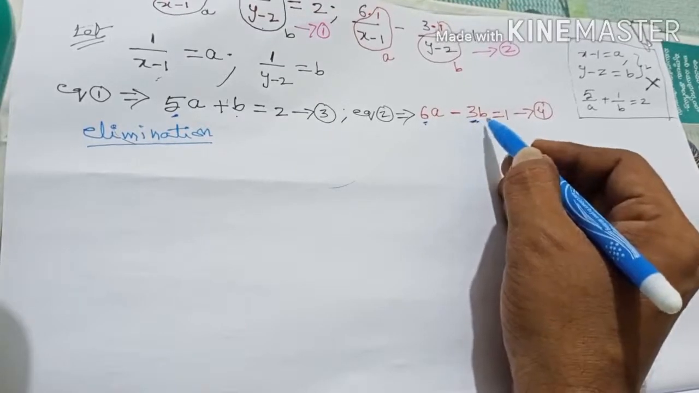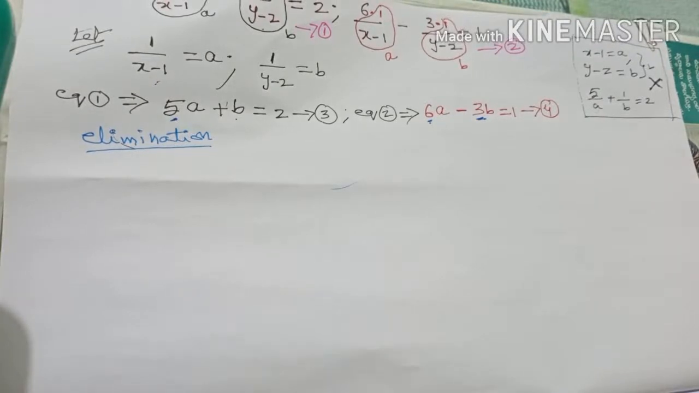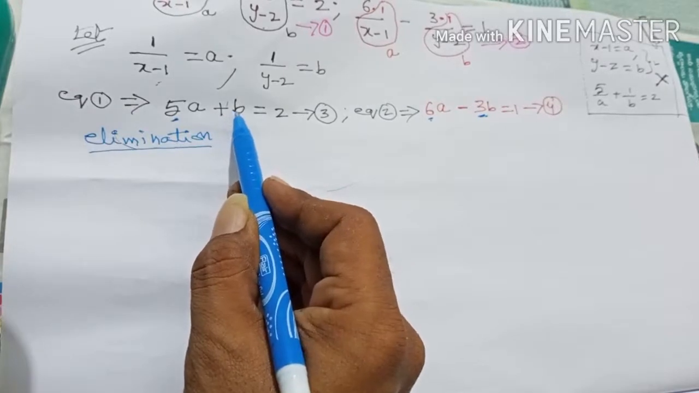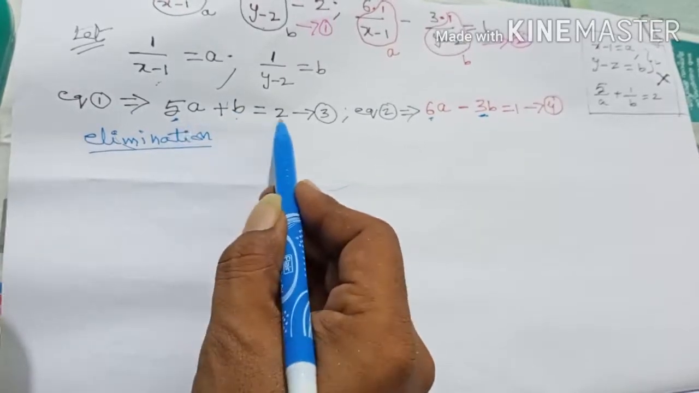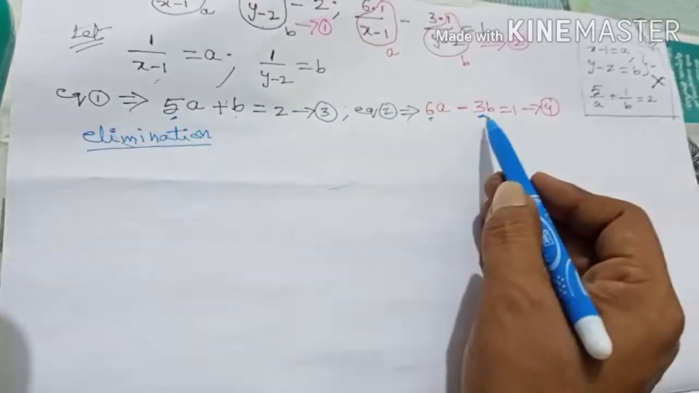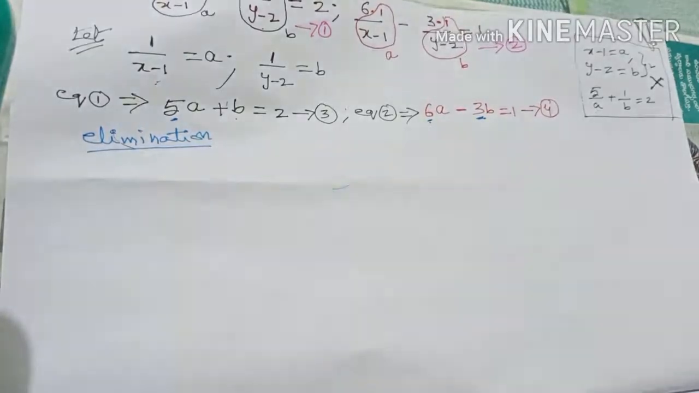Therefore, the b coefficients are also not equal. Therefore, we have to make either the a coefficients or the b coefficients equal. So, here I would like to equalize the b coefficients. Why? Because here the b coefficient is 1, isn't it? If you multiply throughout this equation by 3, you will get 3b here. Here we already have 3b in equation 4. Therefore, our process will be easy.